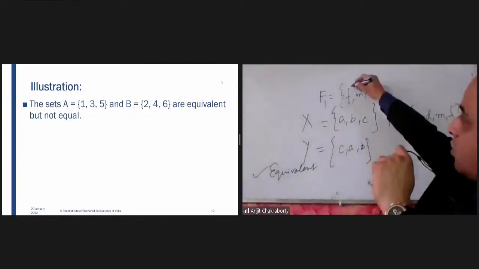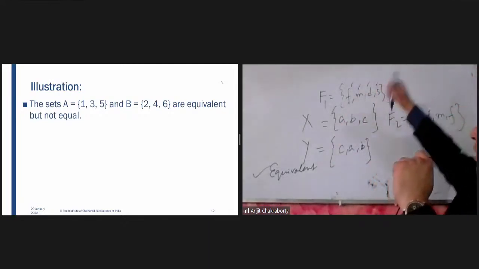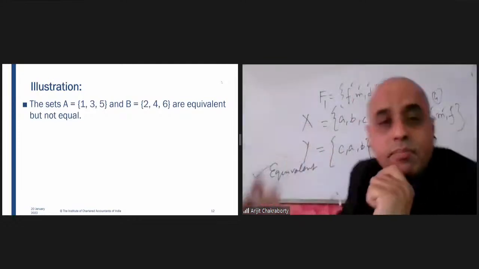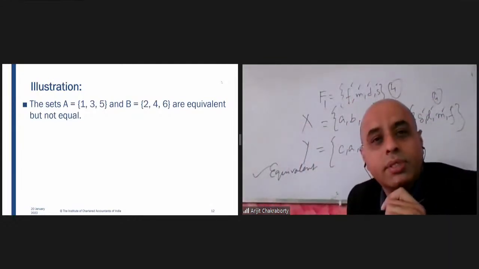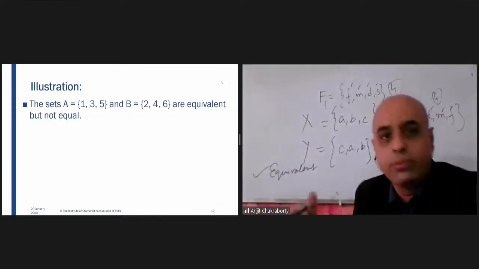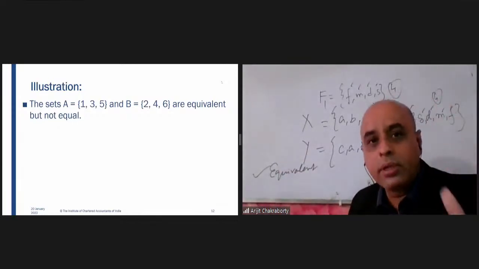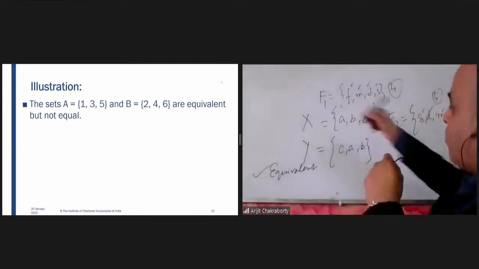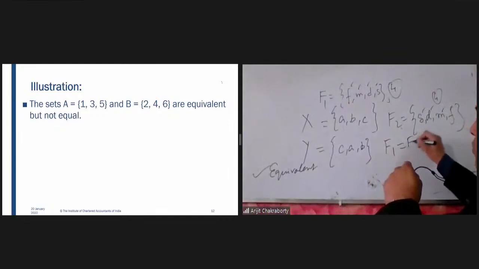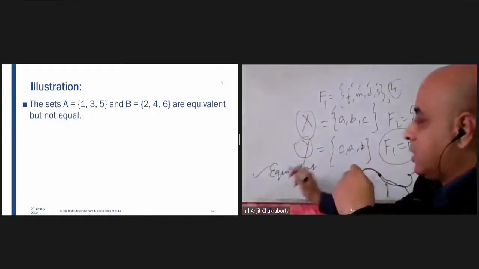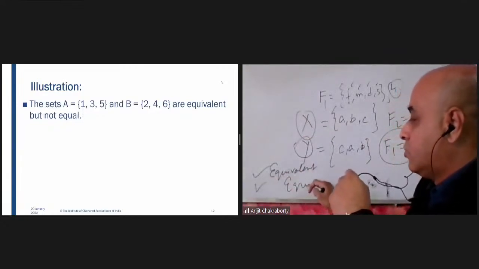First of all, there are 1, 2, 3, 4 elements in set F1. In F2 also, son, daughter, mother, father, 4 elements. And we have the same elements in both sets. Of course, you can change the order. You can change the sequence. But ultimately, it is mother, father, daughter, son. Therefore, F1 will be equal to F2. So this is an example. And also X and Y, if you see, are equivalent as well as equal sets.